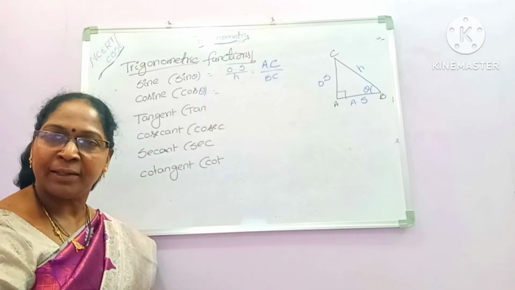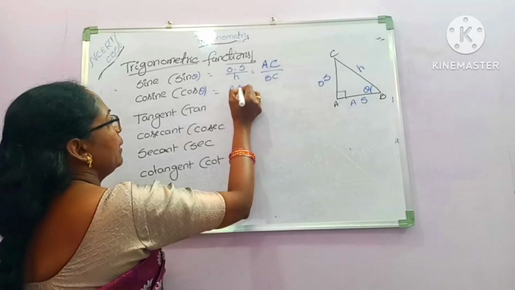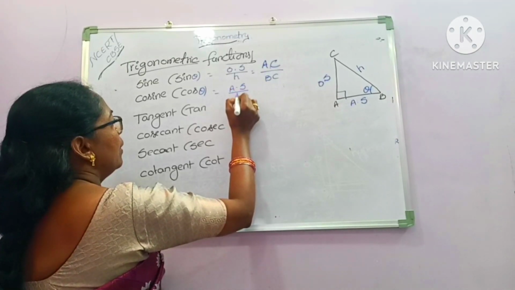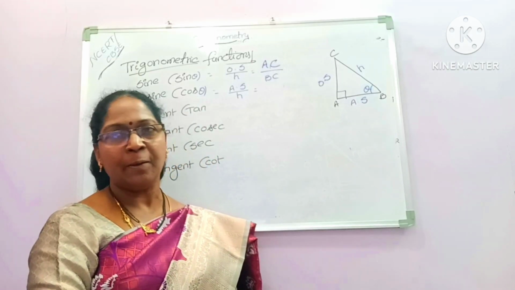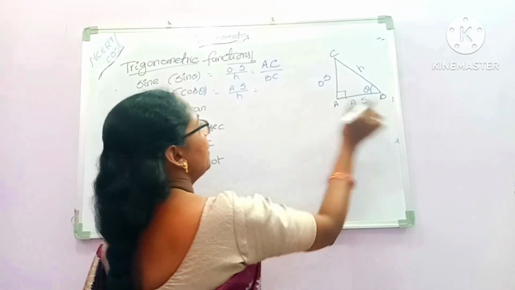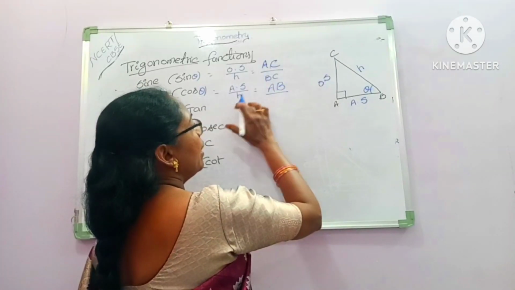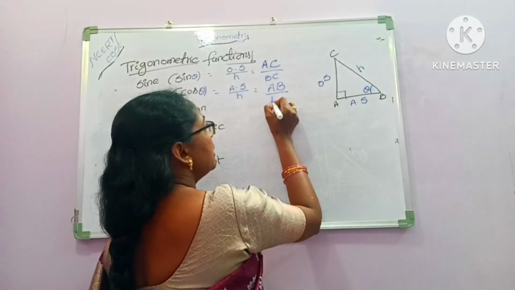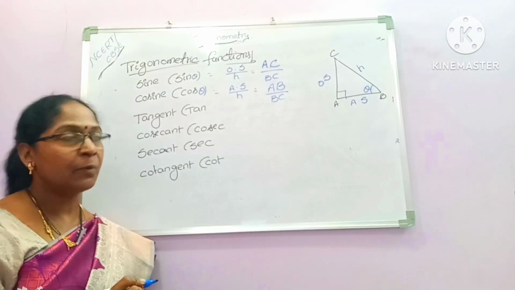Again cosine means cos theta. Where cos theta equal to, what is that formula? Adjacent side by hypotenuse. What is adjacent side in this right angle triangle? AB is the adjacent side by, again hypotenuse. What is hypotenuse here? BC. BC is the hypotenuse.